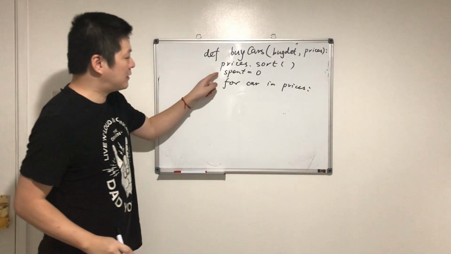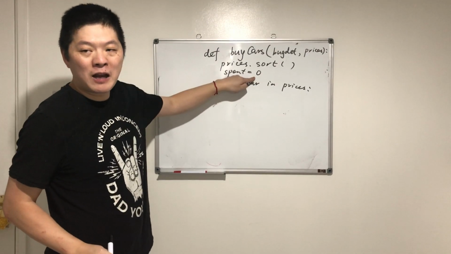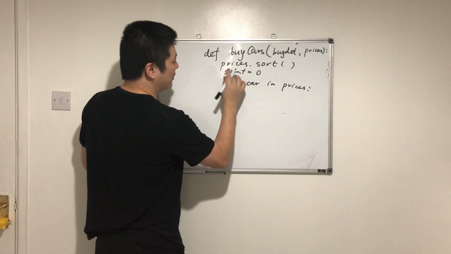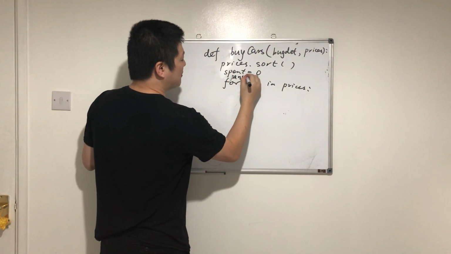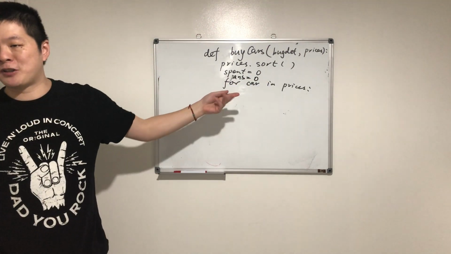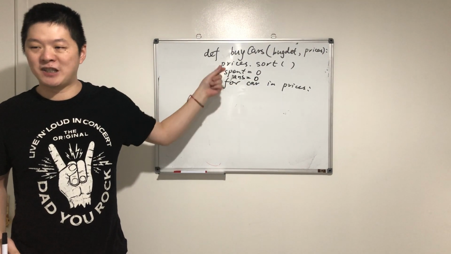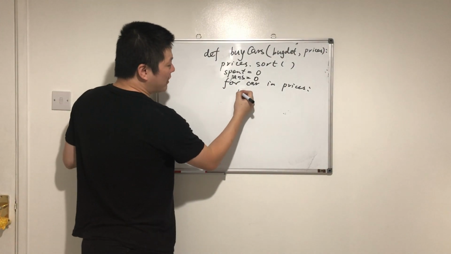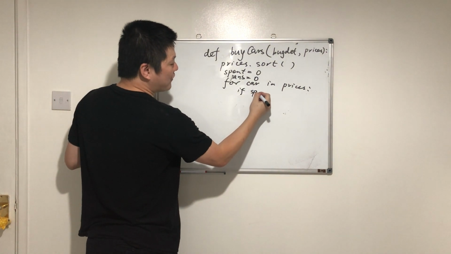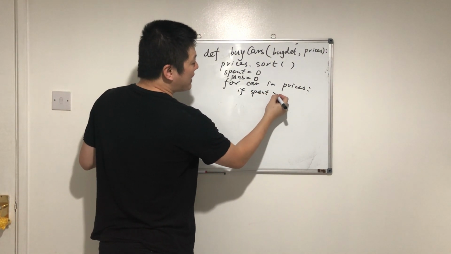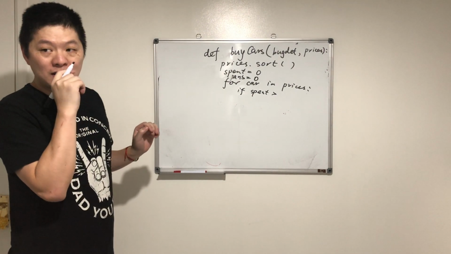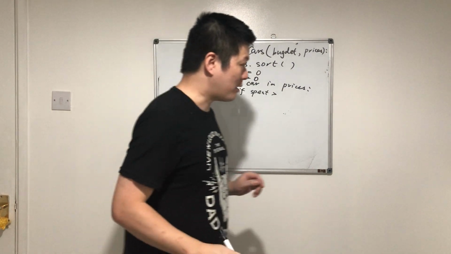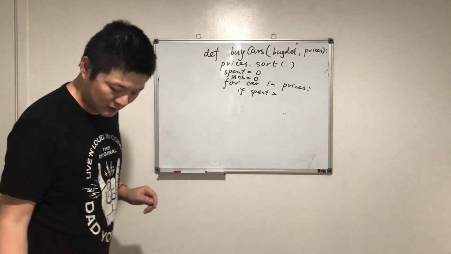So we spend the money, and then we also have the number of cars we have purchased so far. We call it answer. Answer equals 0, and at the beginning we have purchased 0 cars, purchased nothing. Now we need to say if current spend is bigger.